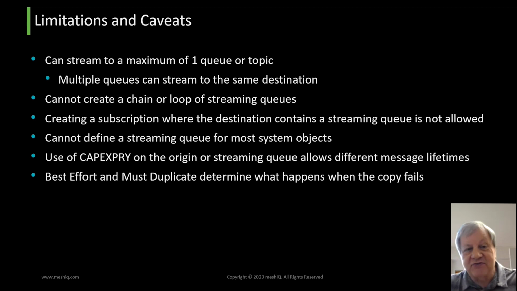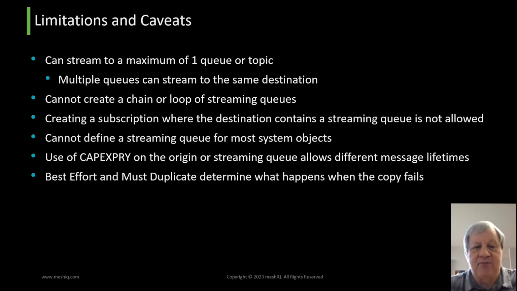Multiple queues can actually stream to the same destination though as well. So it's not one-to-one. You could have 5 queues that all stream to the same destination. You can't create chains, so you can't have QA streams to QB and QB streams to QC, not allowed. You can't actually create a subscription that points to a streaming queue. And again, that's because of the nature of how subscriptions are set up.